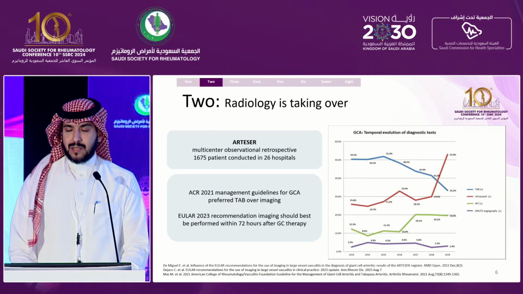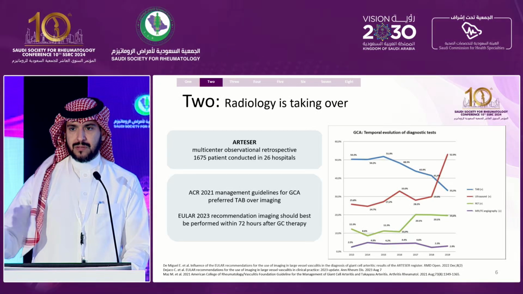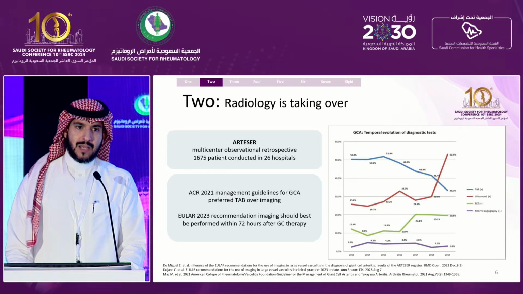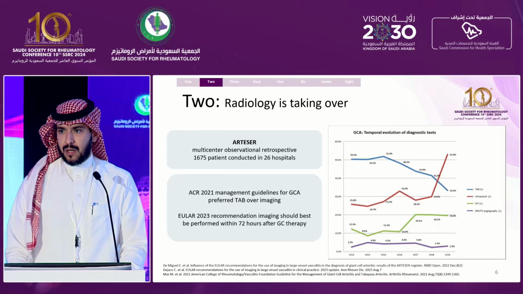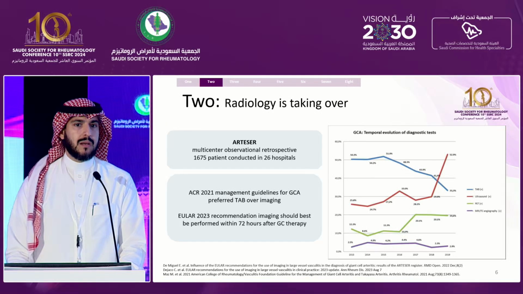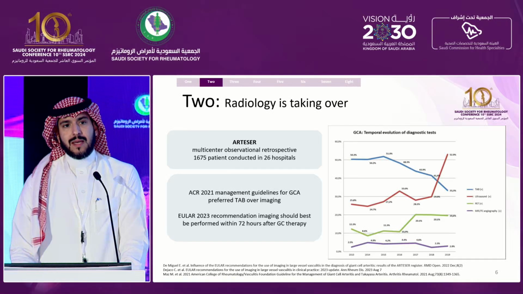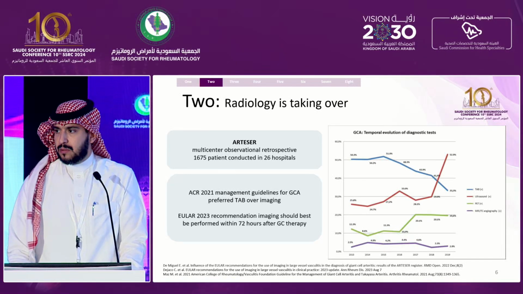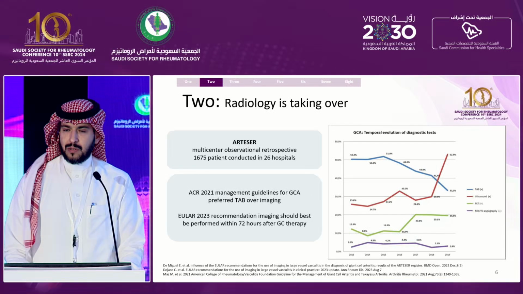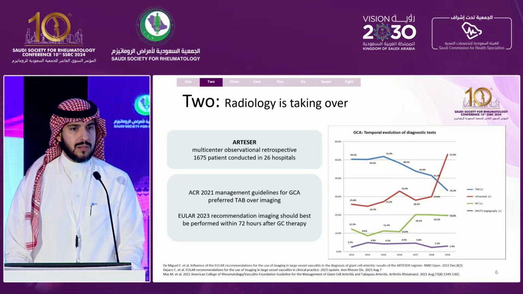The green line is the PET scan. We see doubling in the PET scan, still not as high as ultrasound, but still from 10% to 20% of patients, PET scan was used to diagnose them in large vessel vasculitis. MRA, MRI, and CT angio are the same. What is interesting, in the ACR 2021 management guidelines, they still prefer temporal artery biopsy and recommend temporal artery biopsy despite having all the emerging imaging technologies.